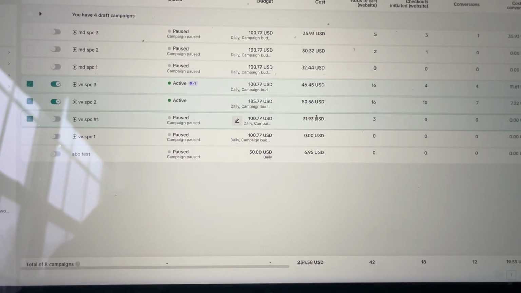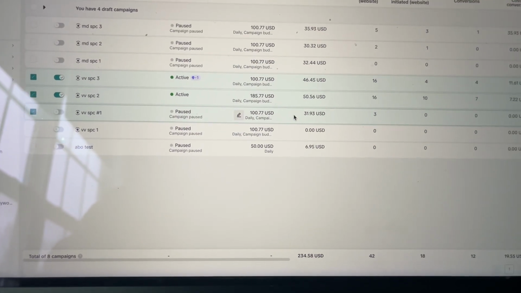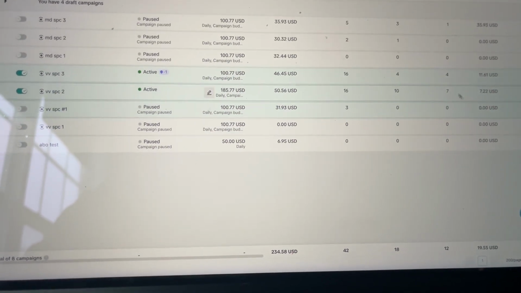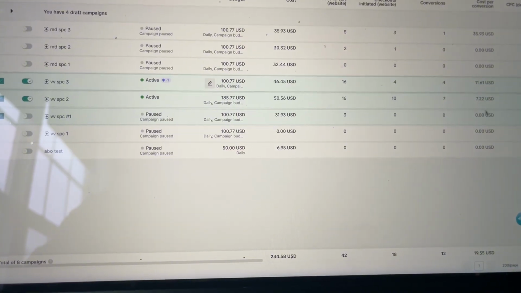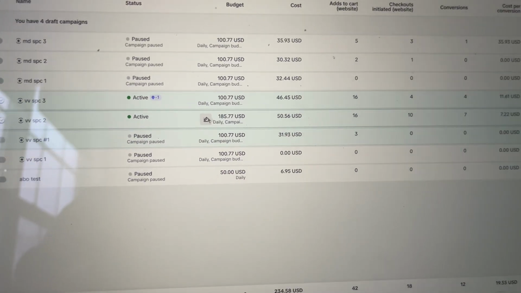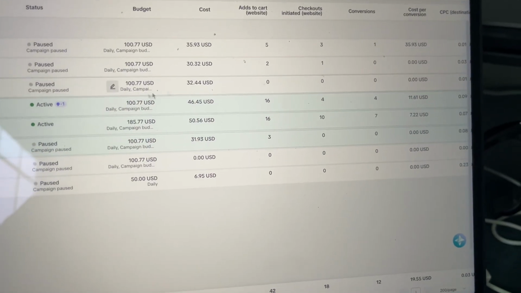So I woke up a little late, so spent a little much on this, but it's fine. Glad I let it run out to see how it played. And I shut it off at $30 spend because it got no sales or checkouts. Then we got this campaign right here. This is the winning campaign.